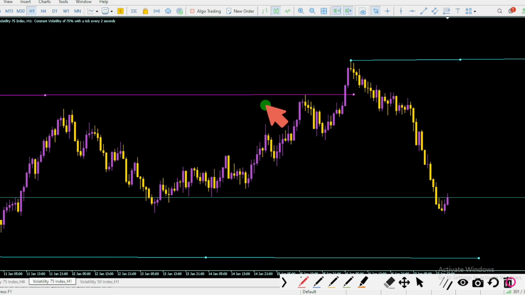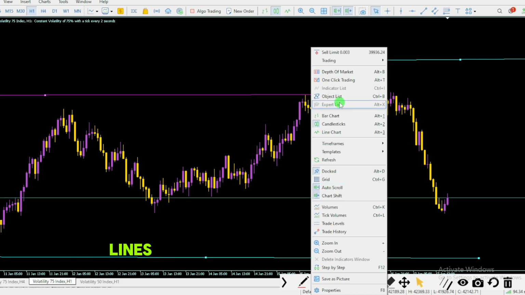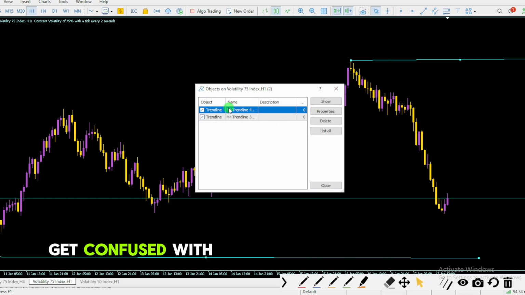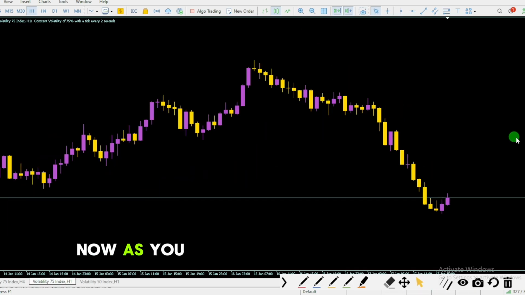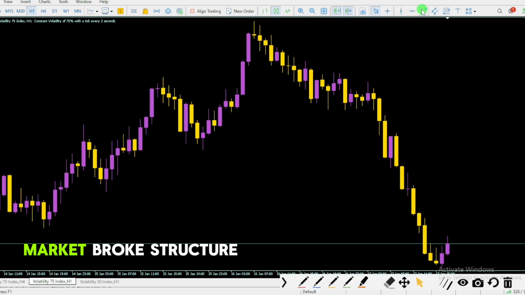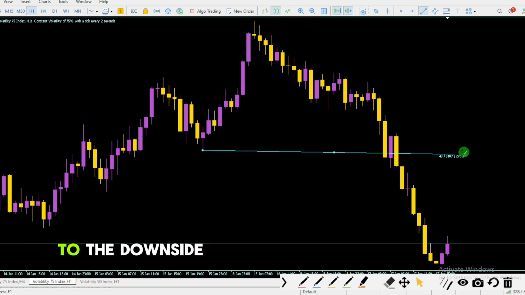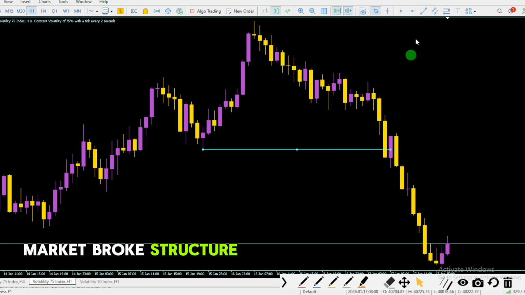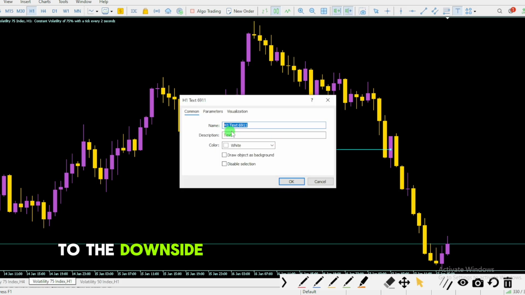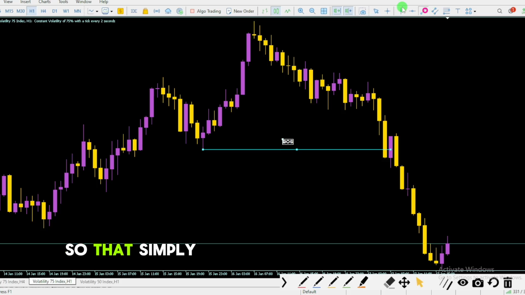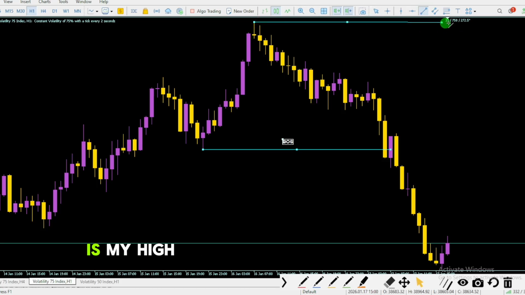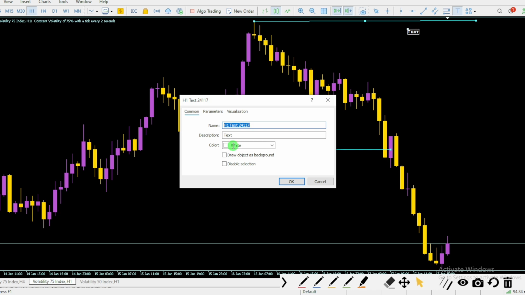Okay, let me quickly delete all these lines so you don't get confused with too much drawings. Let's just go with what we see on the H1 right now. Now, as you can see on the H1 time frame, market broke structure to the downside. Okay, here we have a break of structure to the downside. So that simply means that this right here is my high.